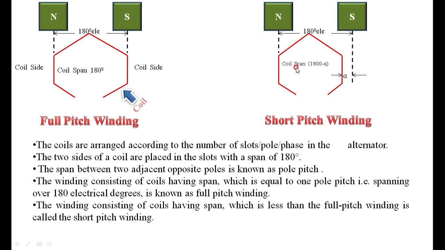If the winding coil span is less than 180 degree, or if the coil span is less than the pole pitch, then it is called short pitch winding.